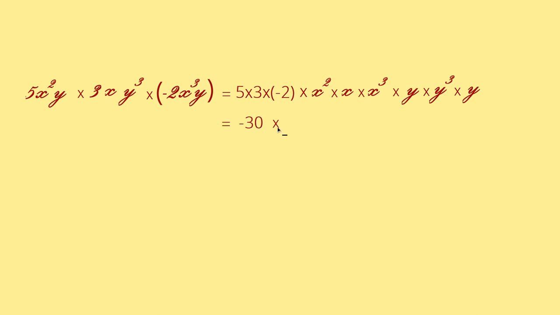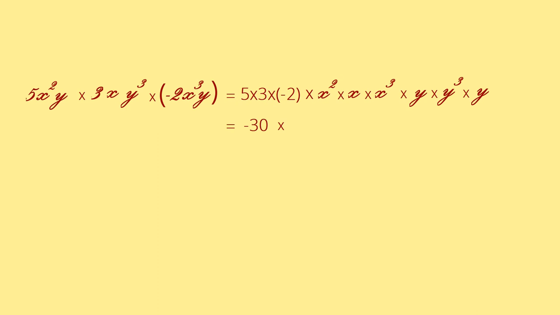5 into 3 into minus 2, you will get negative 30. 15 into minus 2 is minus 30. What is x square into x into x? That you will get as 2 plus 1 plus 1, that is 4. So x raised to 4, into, similarly y into y cube into y. That is 1 plus 3 plus 1, 4 plus 1, it is 5. So y raised to 5. This you can write as negative 30 x raised to 4 y raised to 5.